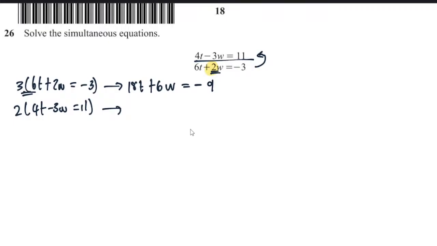Are we together? Then here, 2 by 4 will get 8. Then here, 2 by negative 3 times 2, that's negative 6W. It is equal to 2 times 11, that's 22. So this now is our equation 1. This is our equation 2.